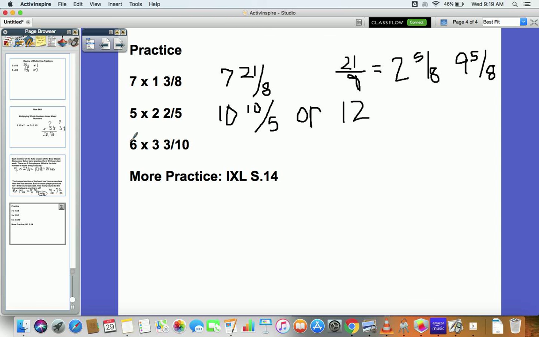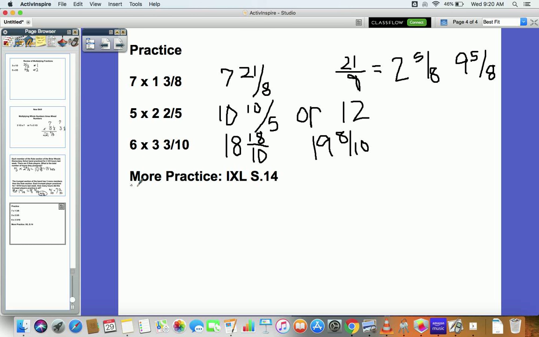6 times 3 3/10, take your whole number times your whole number, that would be 18. And then your whole number times your fraction, 6 times 3/10. 6 times 3 is 18. And then our denominator is 10. So 18 tenths would be our improper fraction. 18 tenths would be the same as 10 tenths plus 8 tenths, which would be the same as 1 8 tenths. So 18 plus 1 8 tenths would be 19 8 tenths. So you could have either one of those answers, 18 8 tenths or 19 8 tenths.